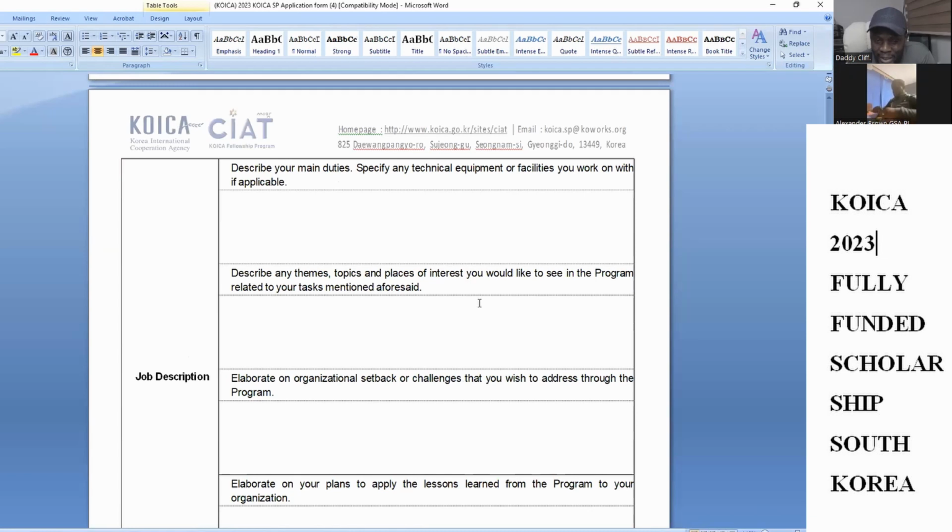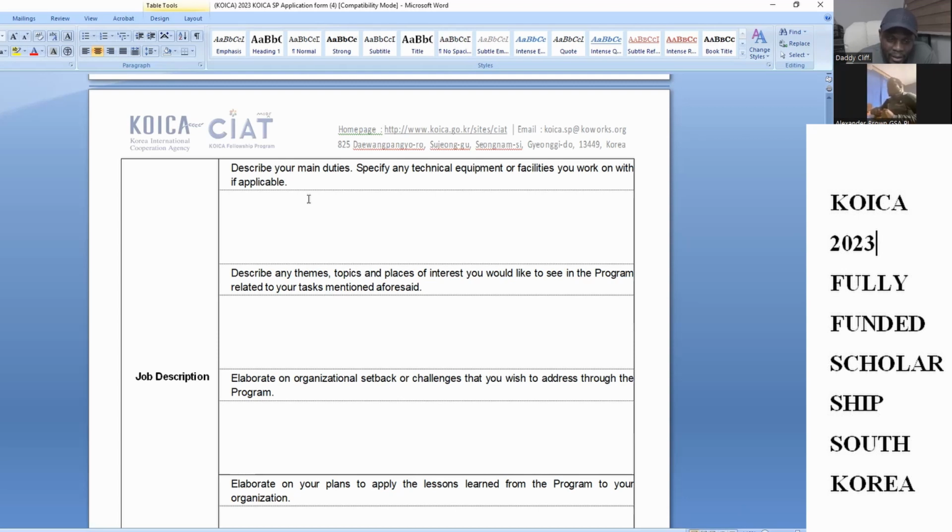What are we supposed to write here? Can we just talk about this briefly? They said describe your main duty, any technical equipment or facilities you work with, if applicable. What are we saying here? With the job description, KOICA basically wants to know what you do, your current job description. They just want to know the current duties that you carry out.